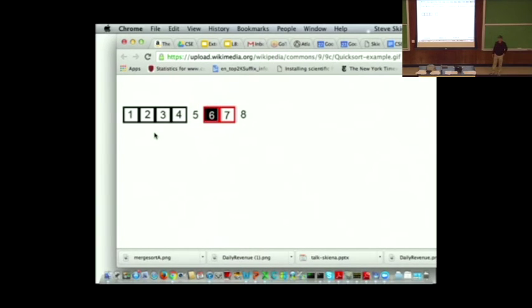Yes? Why is this better than heap sort? Why is it better? We don't deal in better here. We're interested in what this thing is. So bottom line is, I can't give you a great reason why it's better than heap sort.